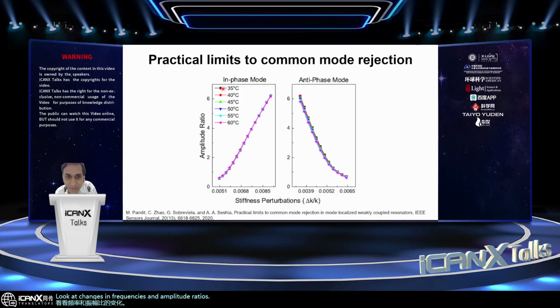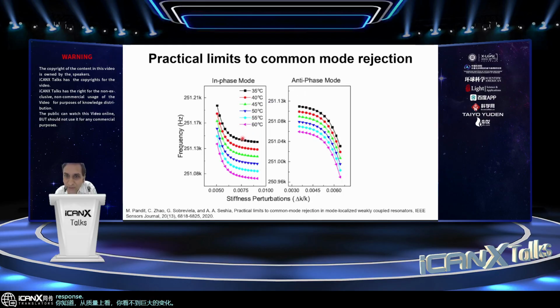So this was, again, temperatures changed here. The amplitude ratio is a function of stiffness perturbation. And you see the curves broadly lining up on top of each other, showing that, qualitatively, you don't see a huge change in response across this temperature range, and there's no compensation applied here. So it's just passive. While for the frequency shifts in the same device, you see a very clear difference in the responses that are measured for both the in-phase and the anti-phase mode.